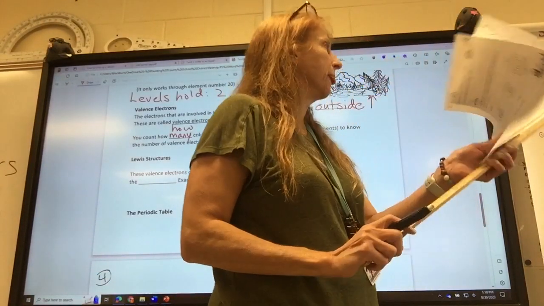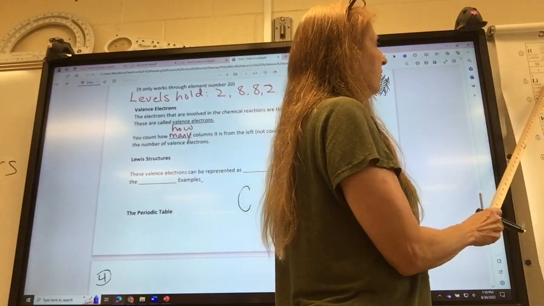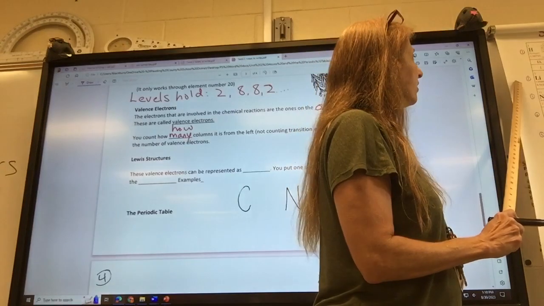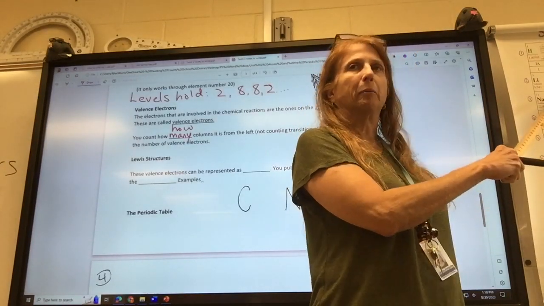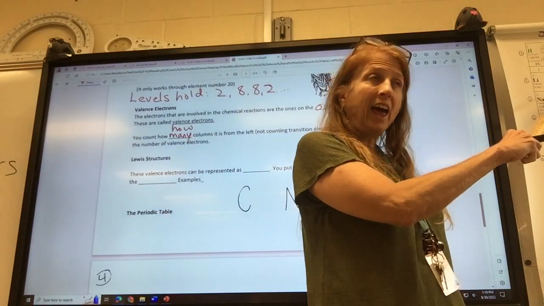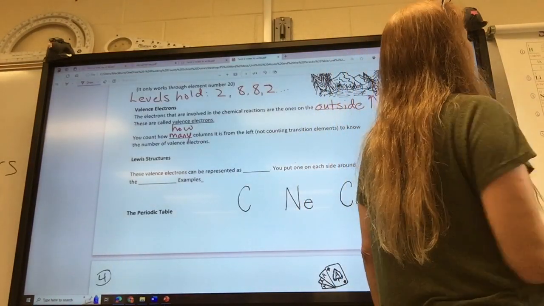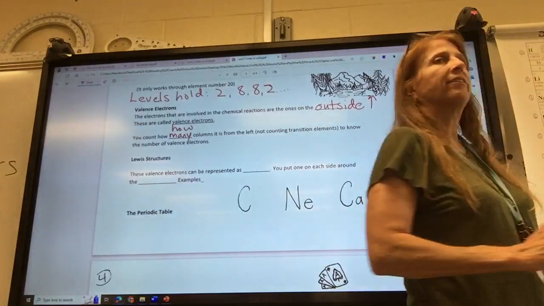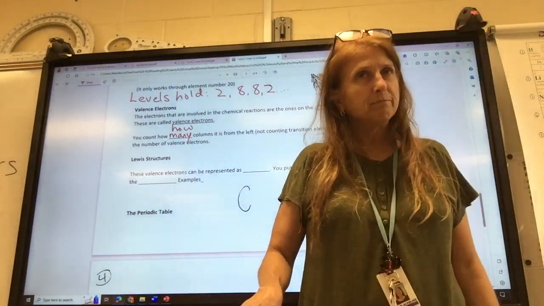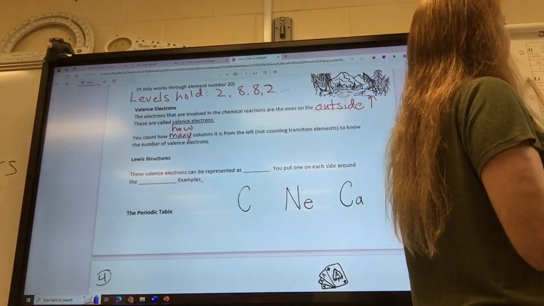So let me explain it to you. I count over 1 square. Lithium has 1 valence electron. I count over 2 squares. 1, 2. Guess how many beryllium has? Everybody say 2. 2. Yes! I'm going to count over to boron. 1, 2, 3. Guess how many valence electrons boron has? 3. Okay, let's try carbon.